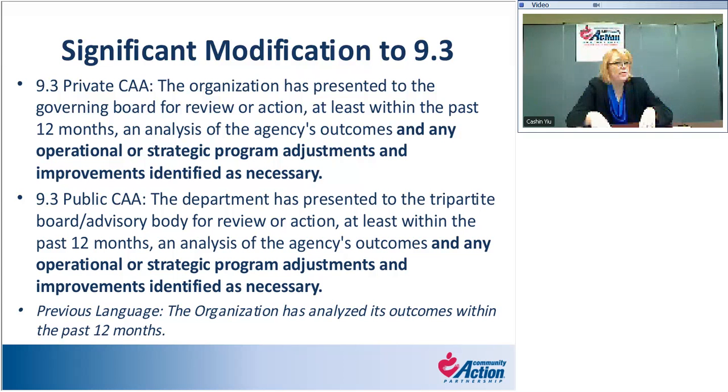So I'm going to pause to see if there are questions on any of the new standards or the significant changes. Can you give some specific examples of specific strategies for 4.4?